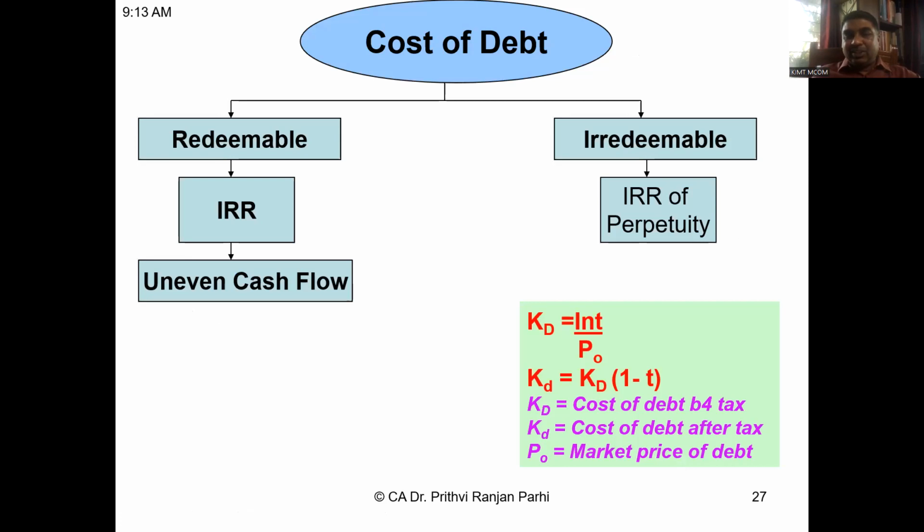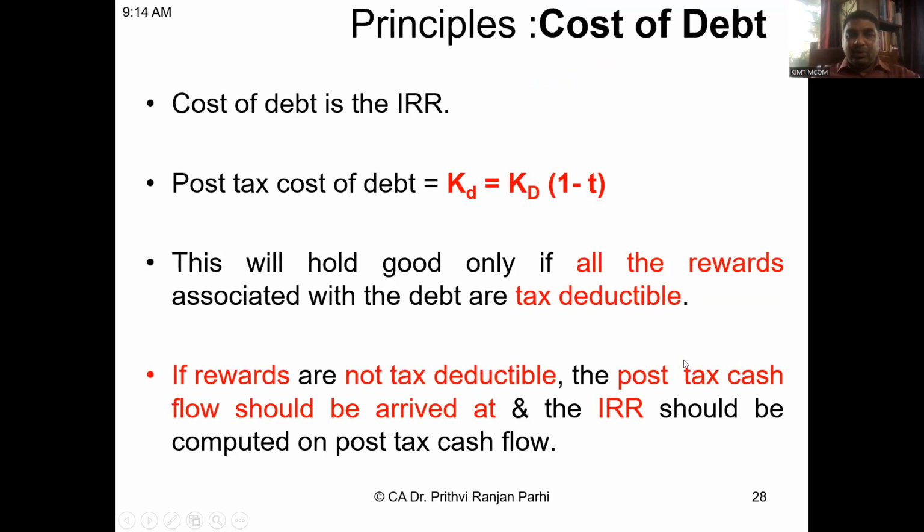Pre-tax cost of debt calculation is very simple. Look here in this slide, talking about interest by P0. That means interest divided by value of the debt at current time. P0 means at time period 0, at time point 0. And post-tax cost of debt, again, you look here, it is K capital D into 1 minus T. So these are the formulas which will be relevant for you. You can look at the slides again.